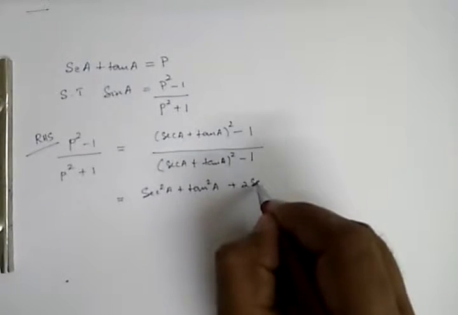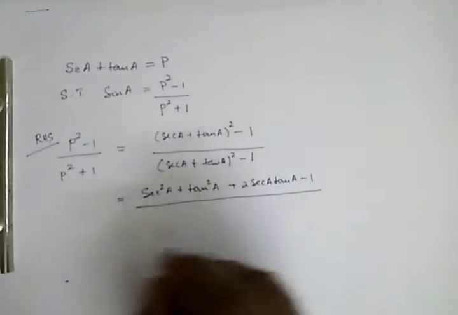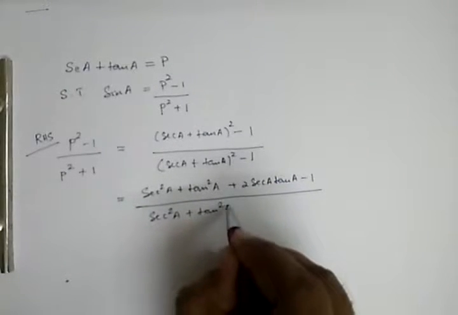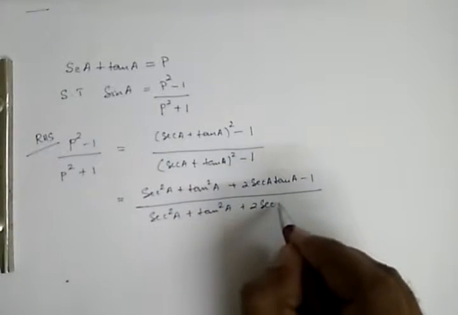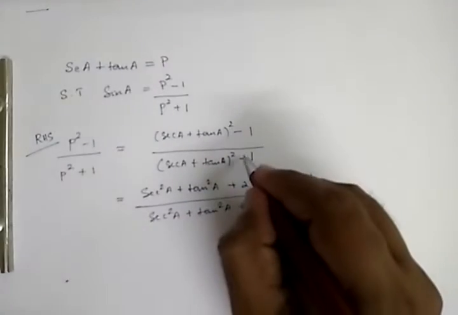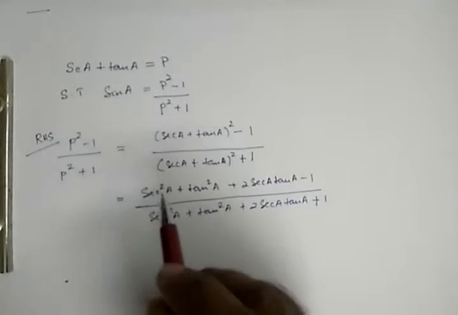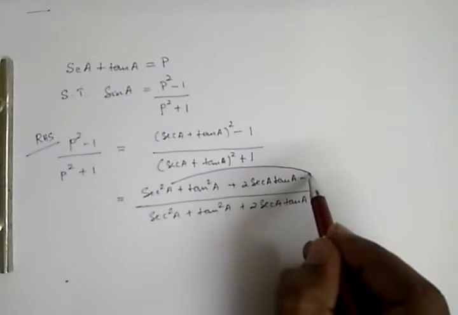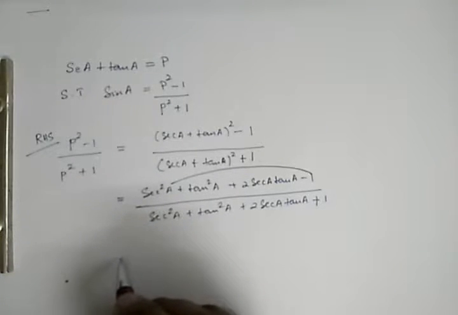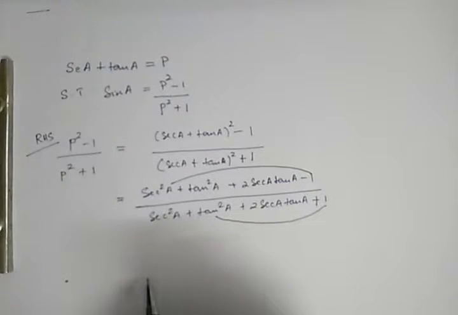plus 2 secant A tan A minus 1 by secant squared A plus tan squared A plus 2 secant A tan A minus 1. Sorry, it is plus over here in the denominator, it is plus 1. So now in the numerator we see secant squared A minus 1. So what is secant squared A minus 1? That would be tan squared A. In the denominator you see tan squared A plus 1, which is nothing but secant squared A.